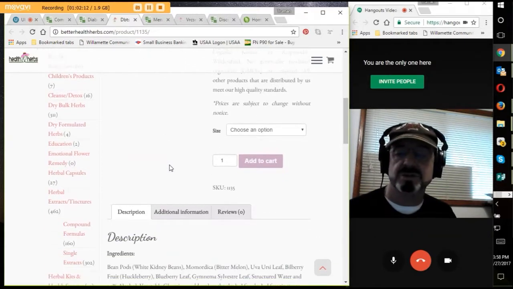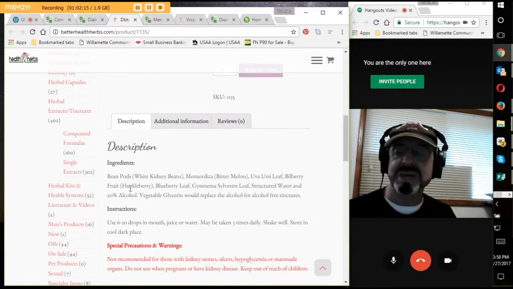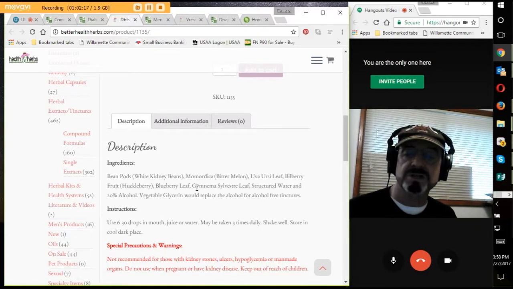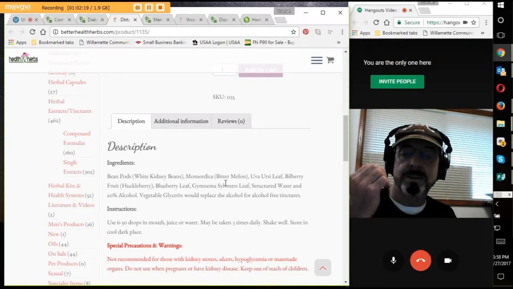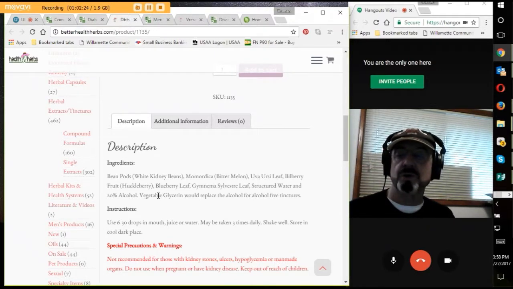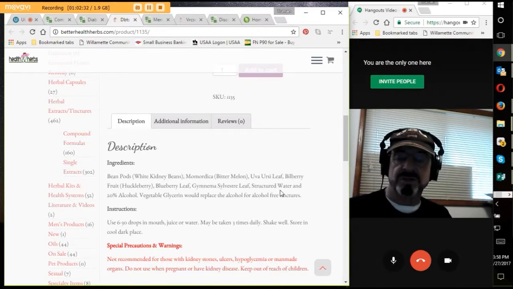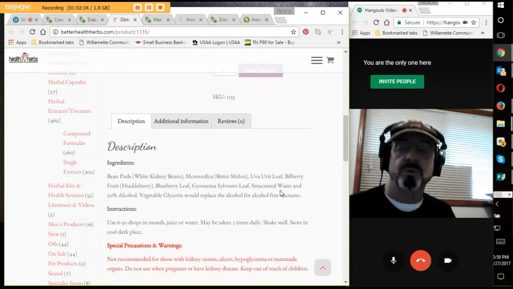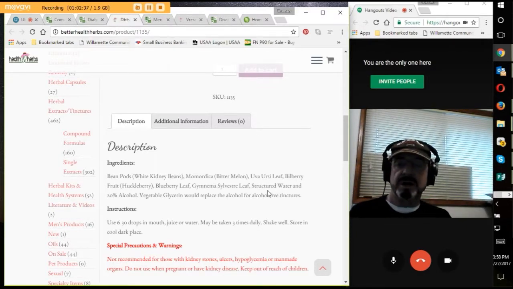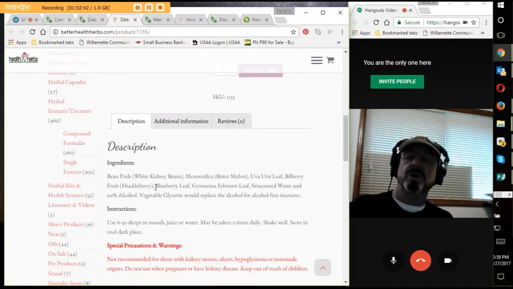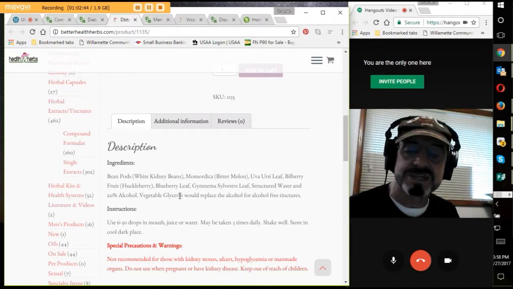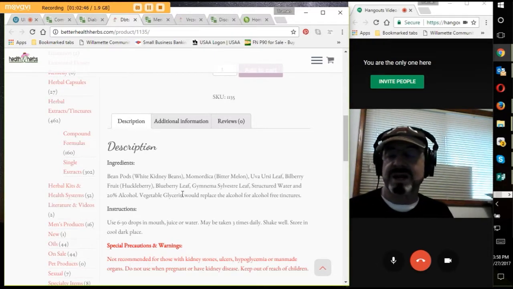This is a concentrated herbal formula with bean pods, white kidney beans, Mamejika, bitter melon, uva ursi leaf, bilberry fruit, huckleberry, blueberry leaf, Gymnema sylvestre leaf, and structured water, you know, the alkaline water, split molecule water. That's the way it's made. And 20% alcohol to preserve it. And if you don't like alcohol, they make one in a glycerin base.